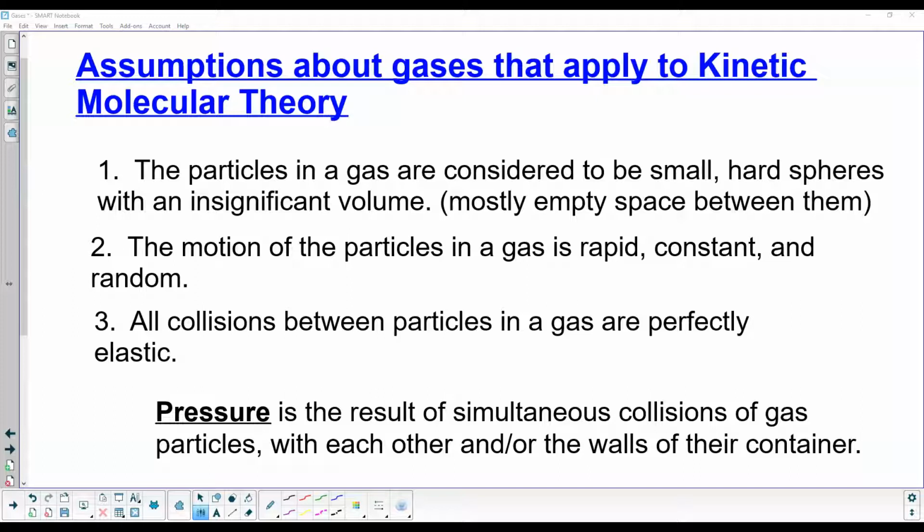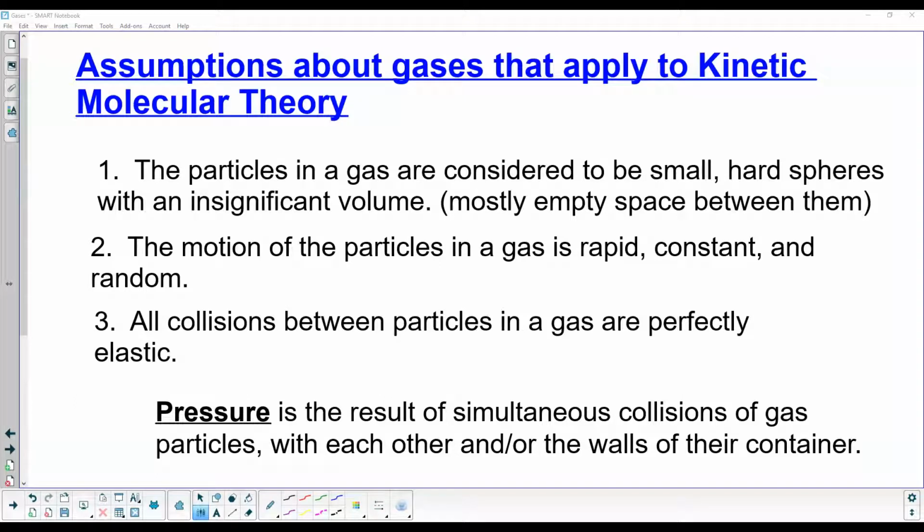First thing you need to be aware of is that particles in a gas are considered to be small hard spheres with an insignificant volume. That means they've got a lot of space between them, which means we have the ability to compress them or move them closer together. You can't do that with solids or liquids. They're already as tightly packed as they can get.